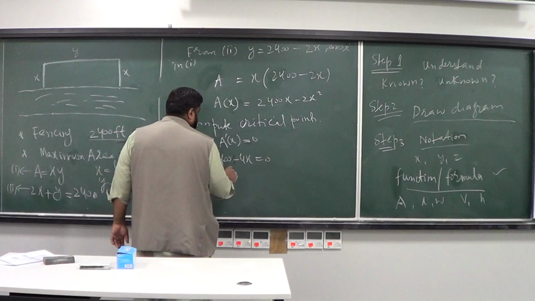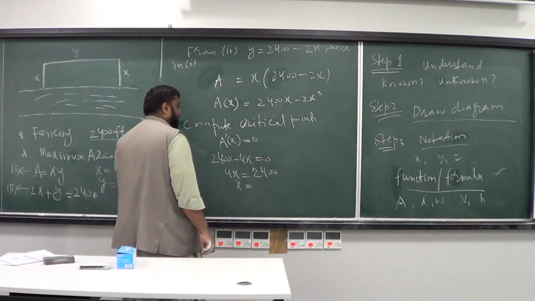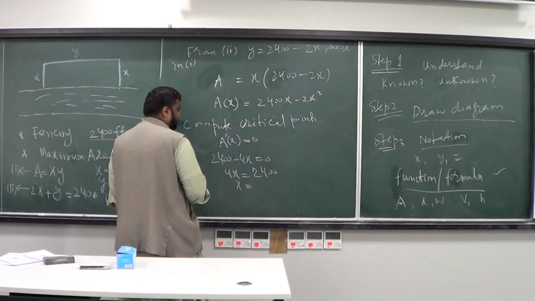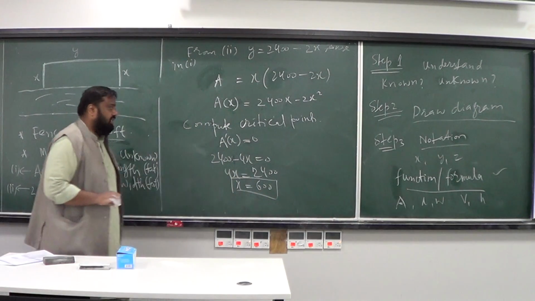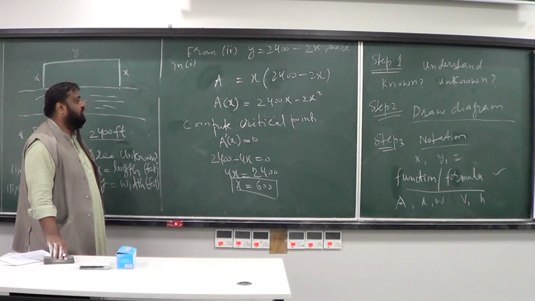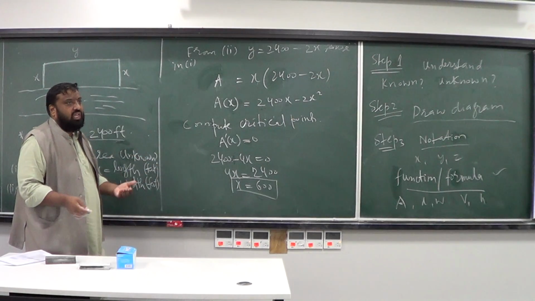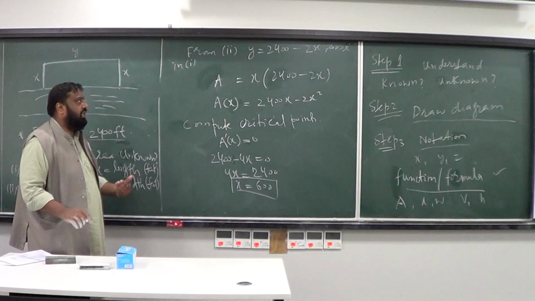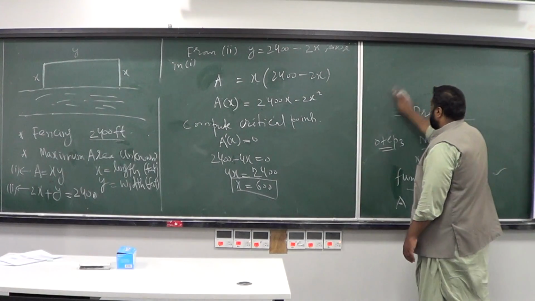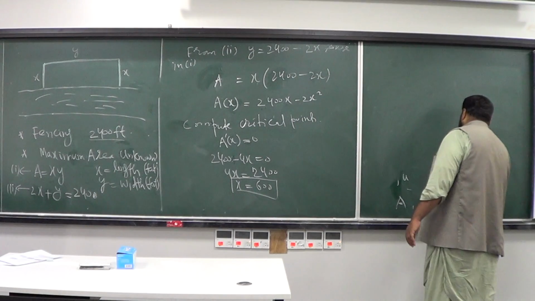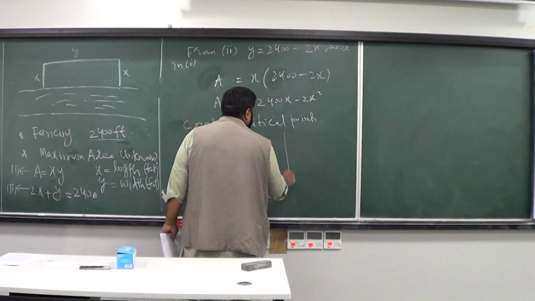And this means that 4x is 2400 and x is really 600. This is the value of x. So this is a critical point. And now I need to say whether this critical point is a maximum or a minimum. As I said, this is just a critical point, and it can be maximum, can be minimum, can be anything. So we try to find whether this critical point is a maximum or minimum.